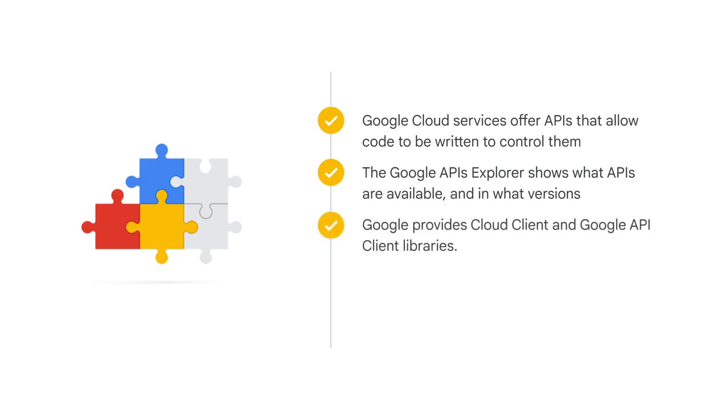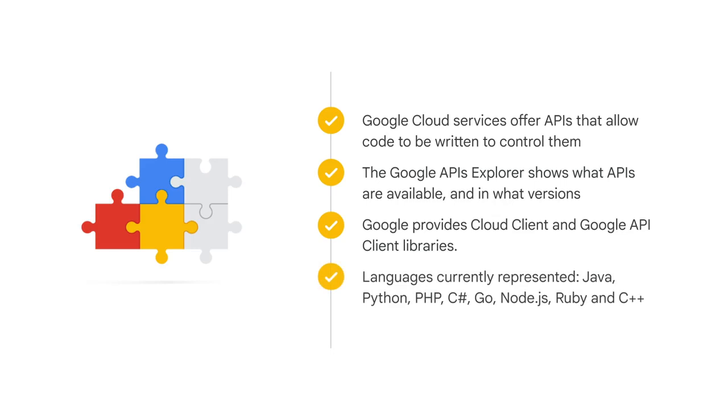So suppose you've explored an API and you're ready to build an application that uses it. Do you have to start coding from scratch? No. Google provides Cloud Client libraries and Google API Client libraries in many popular languages to take a lot of the drudgery out of the task of calling Google Cloud from your code. Languages currently represented in these libraries are Java, Python, PHP, C#, Go, Node.js, Ruby, and C++.